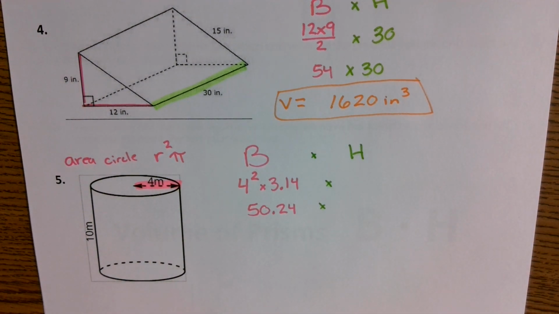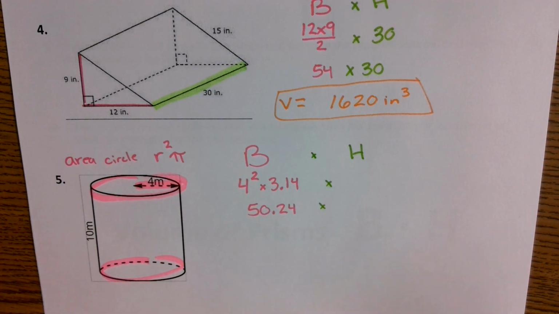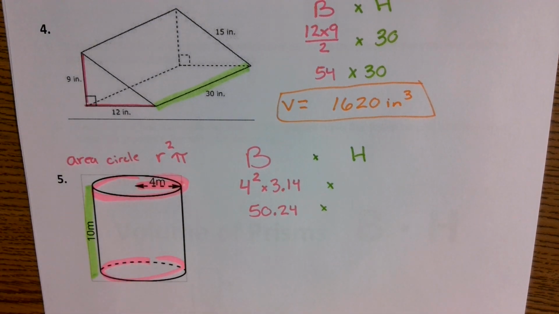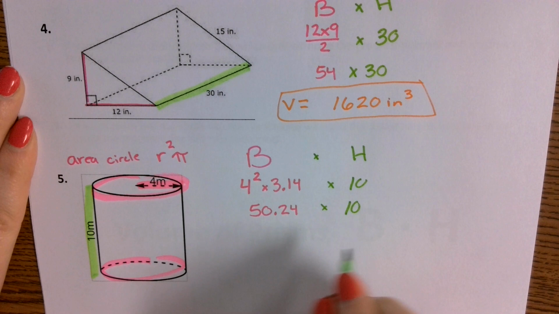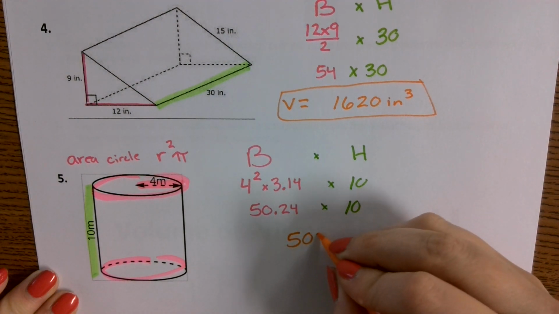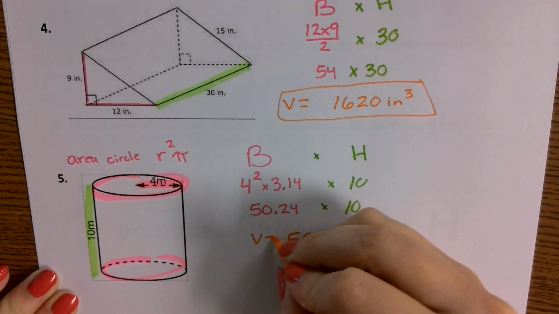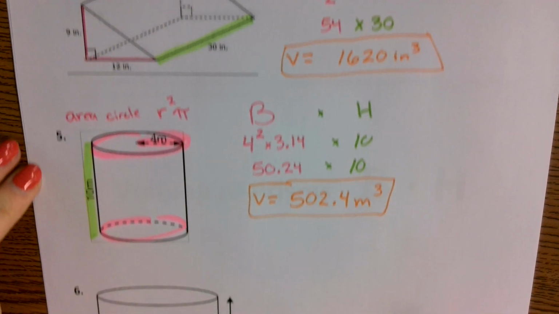Okay, then we have to multiply it by the height that connects the circles together. Which height is connecting these circles together? 10, right? The 10 is what's connecting those two circles together. So we are going to multiply 50.24 by 10. And that's going to give us 502.4 meters cubed. Remember, we're talking about volume. Volume is meters cubed.